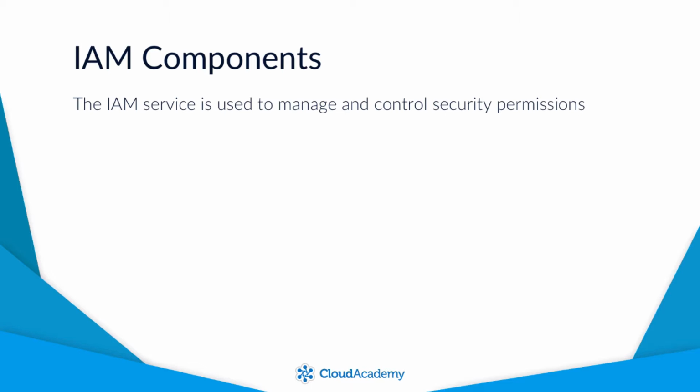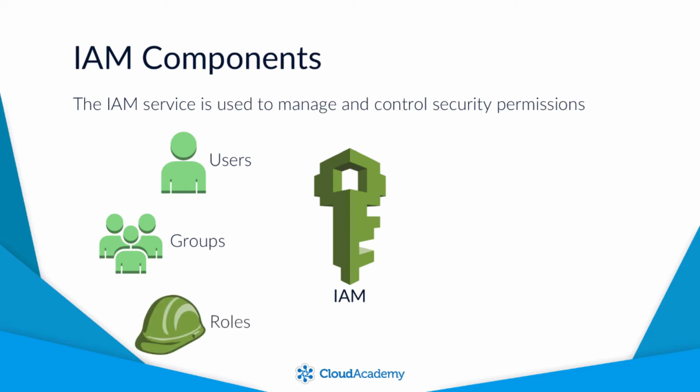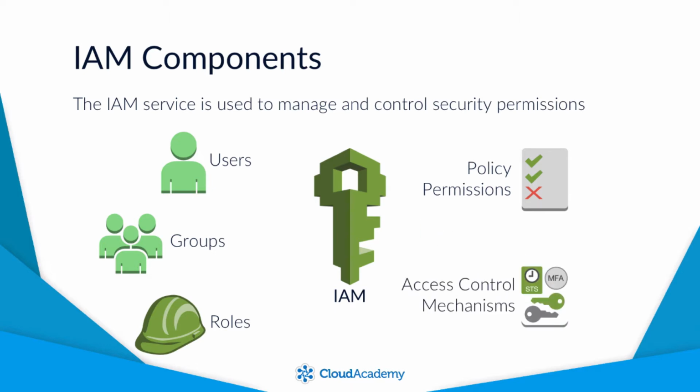This is achieved by using different features within IAM consisting of users. These are objects within IAM identifying different users. Groups. These are objects that contain multiple users. Roles. These are objects that different identities can adopt to assume a new set of permissions. Policy permissions. These are JSON policies that define what resources can and can't be accessed. And access control mechanisms. These are mechanisms that govern how a resource is accessed. Each of these features will be discussed in detail as I take you through this course.